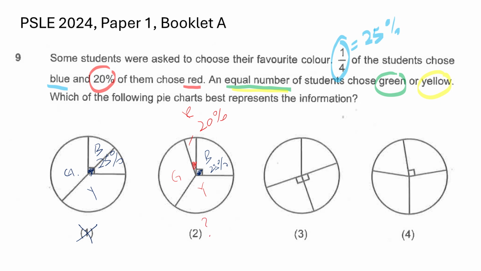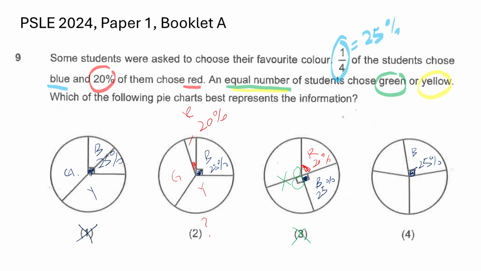Right, option 3. There are two right angles here. Let's choose one of them to be blue, so let's say this is blue, which is 25%. There's a smaller piece here, which is for red, 20%. And the other two pieces are supposed to be equal in size, but you can see there's a right angle here, but there's no right angle here. This piece is definitely bigger than this right angle. In other words, they are not equal, so it cannot be green or yellow, so this is out.